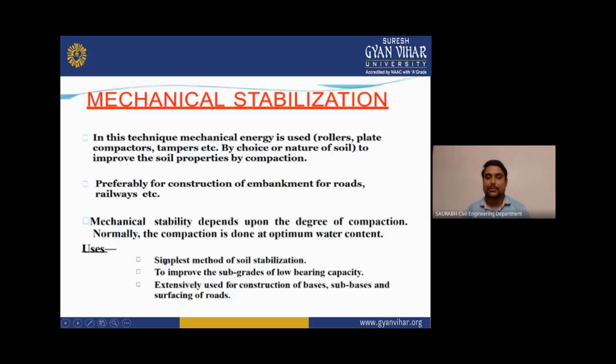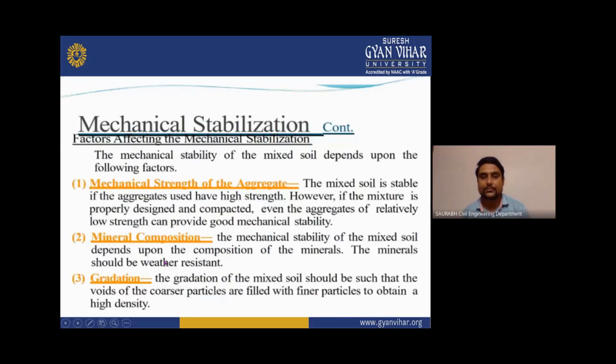Mechanical stability depends on the degree of compaction. Normally, the compaction is done at an optimum water content. What are the uses of mechanical stabilization? It is the simplest method of soil stabilization to improve the subgrade of low bearing capacity, extensively used for the construction of base and subbase and surfacing of roads.